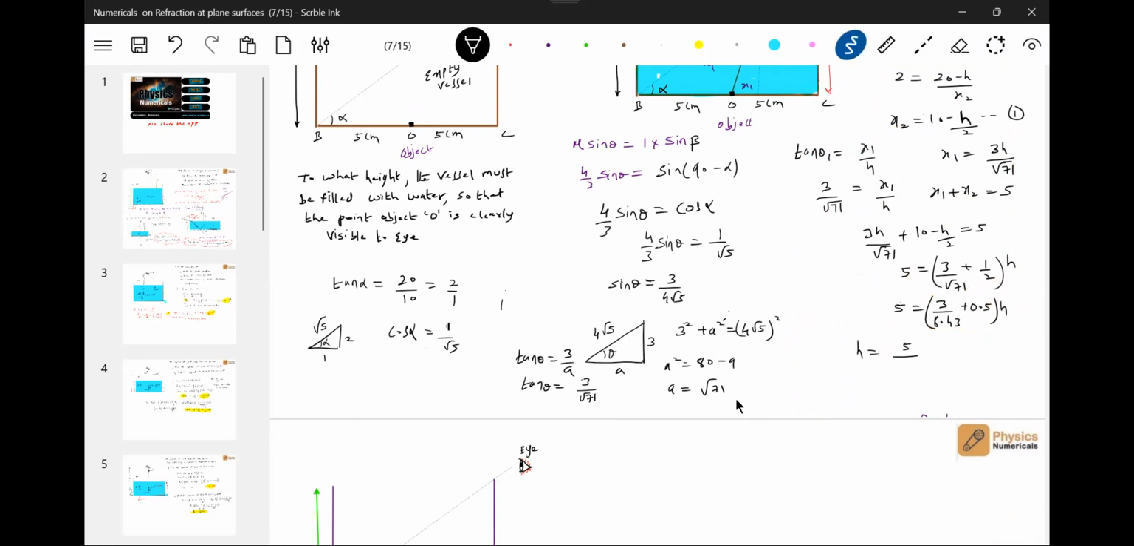5 divided by 0.86. Let's see how much we'll get. 5 divided by 0.86. 5.81.